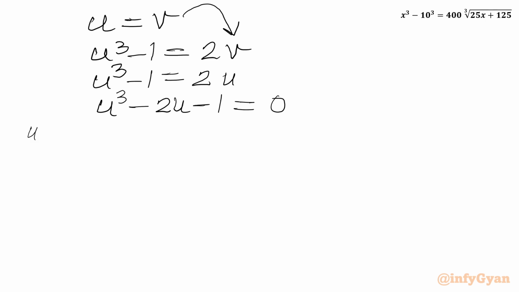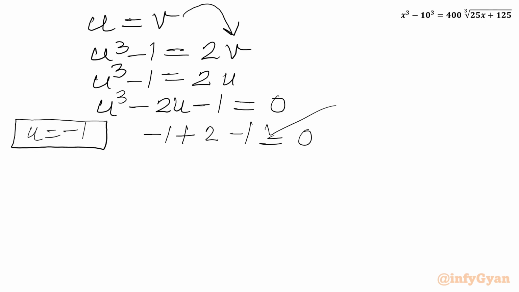If I directly plug in U equal to minus 1, this will give us minus 1 plus 2 minus 1, which gives RHS 0. So U equal to minus 1 is our base solution. Now I will use the synthetic division method. I need to write all the coefficients of the cubic equation. The coefficient of U³ is 1. The coefficient of the U² term is not there, so the coefficient will be 0. The coefficient of U is negative 2, and the constant is minus 1.